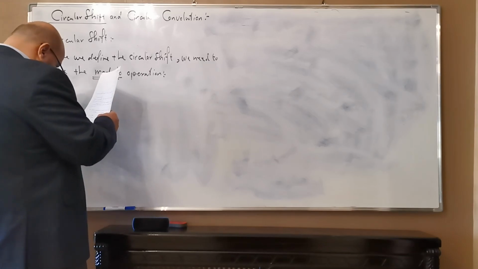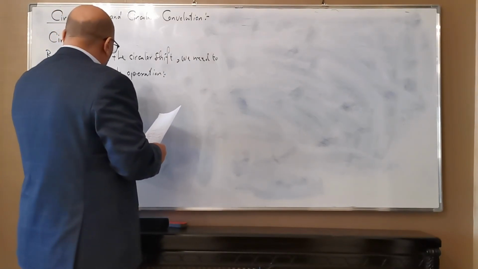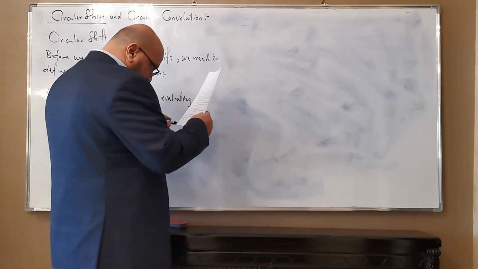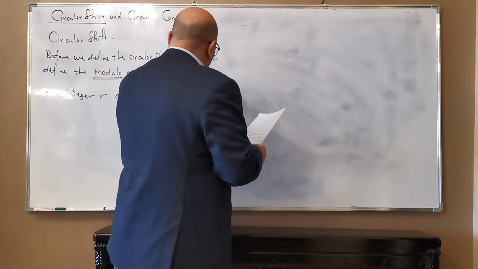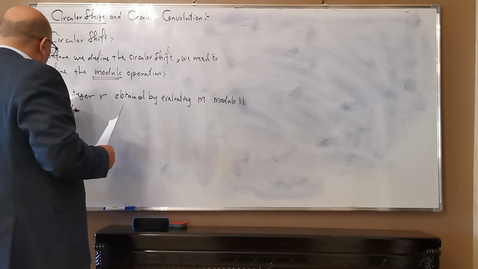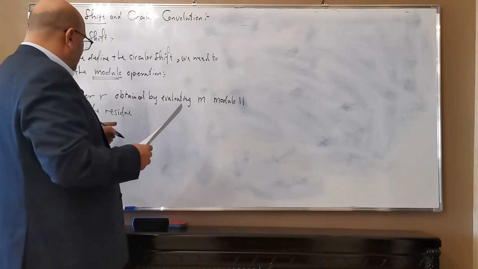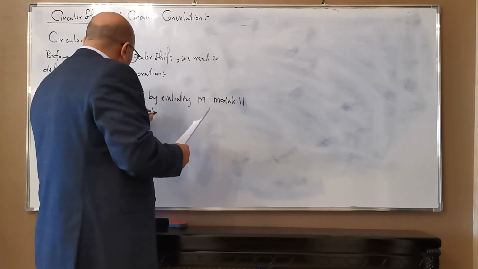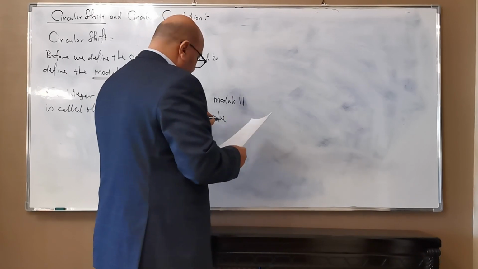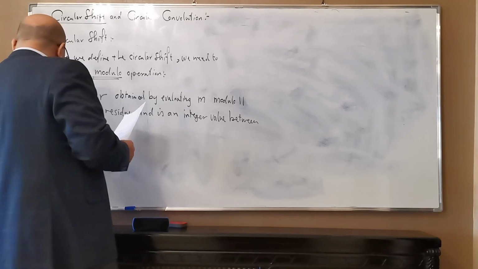The integer r obtained by evaluating m modulo n is called the residue, and is an integer value between 0 and n minus 1.